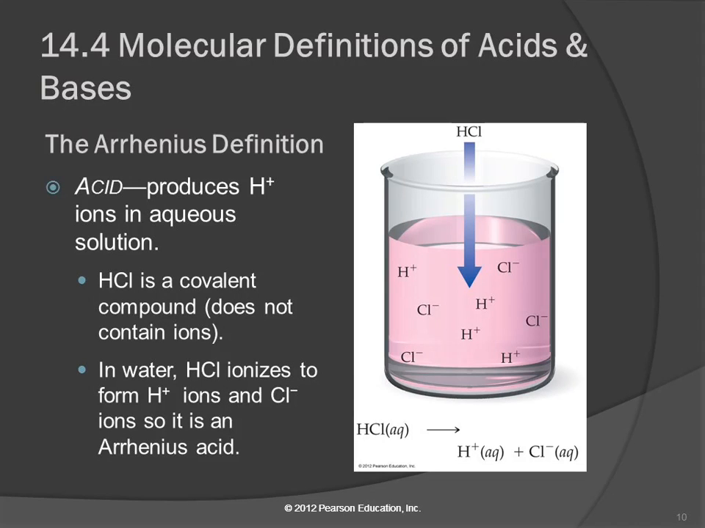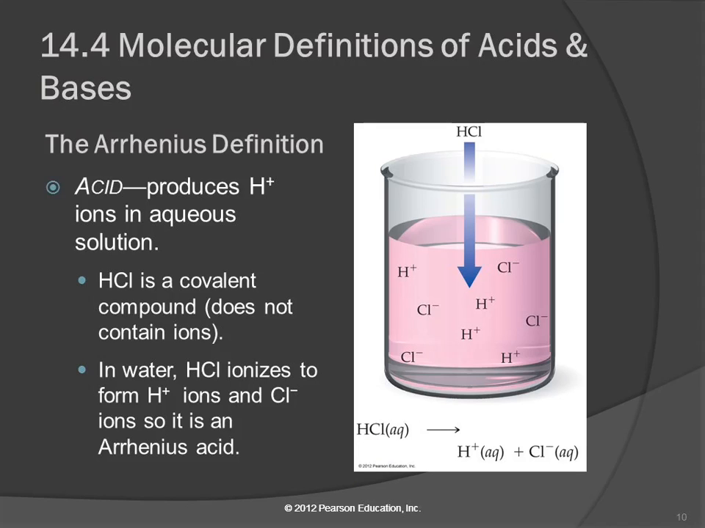There are different ways of defining what is an acid and what is a base. The Arrhenius definition, which is named for a Swedish scientist whose last name was Arrhenius, is this, that an acid produces hydrogen ions in aqueous solution. So the example here is HCl. We learned to name this as an acid, and that is definitely appropriate when it is in an aqueous solution.